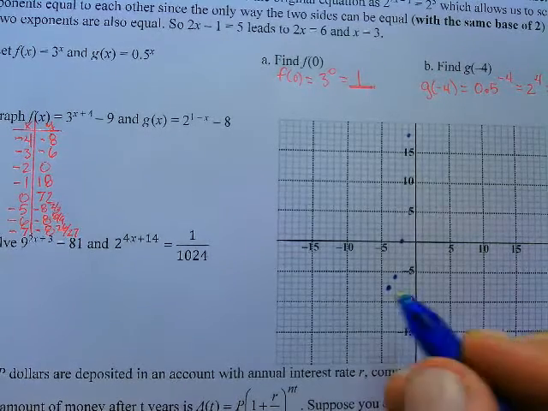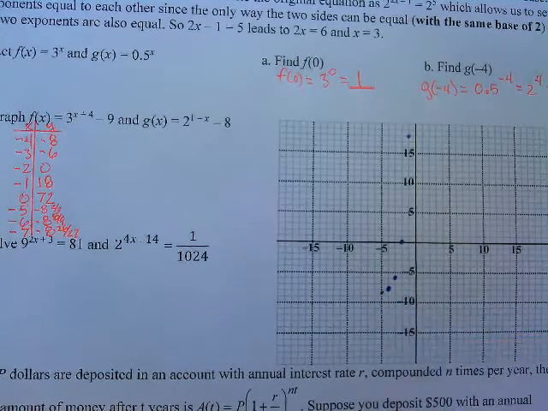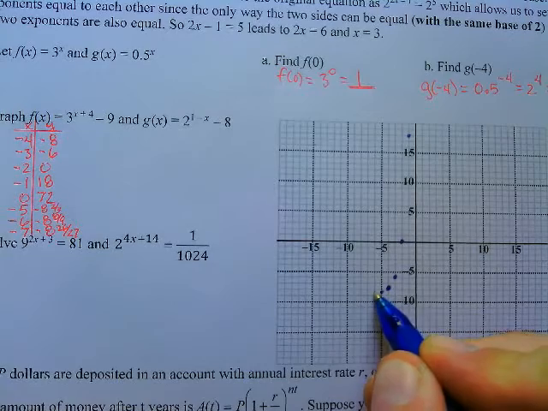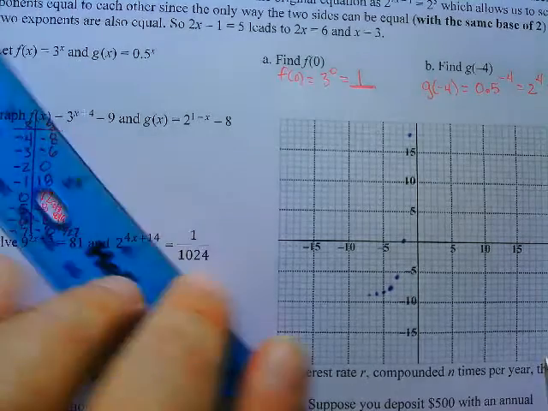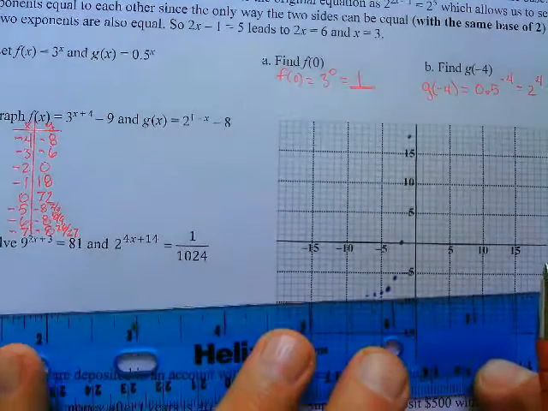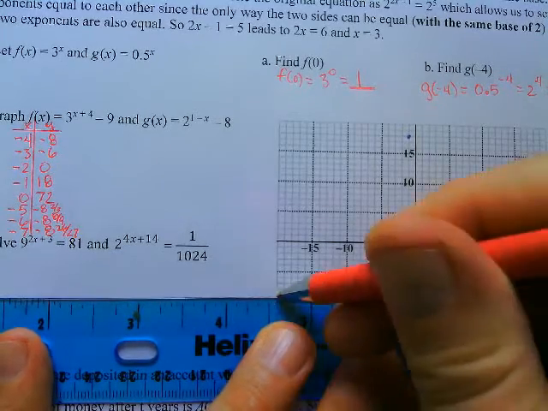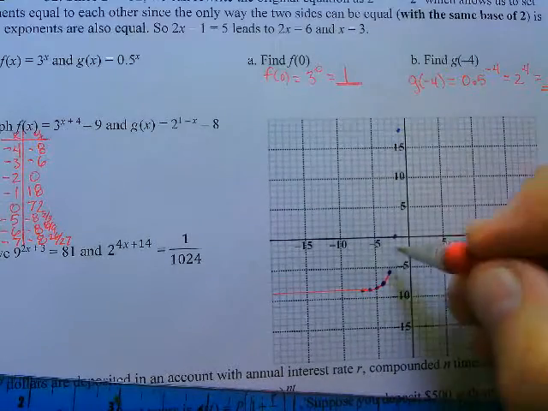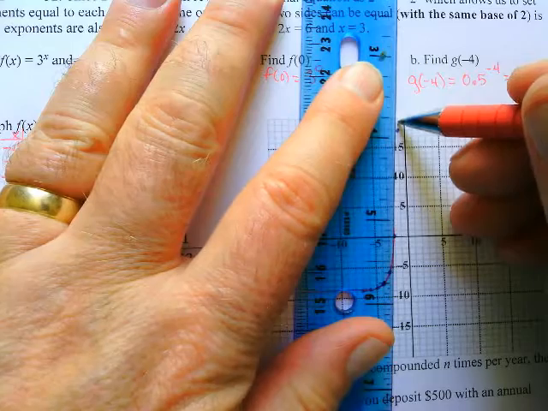-5 is -8 and 2/3. So that's going to be about right there. And then -6 is -8 and 8/9. So we're even closer, and of course closer as we go along. So our graph essentially looks like this, and then we're going to go up that way.